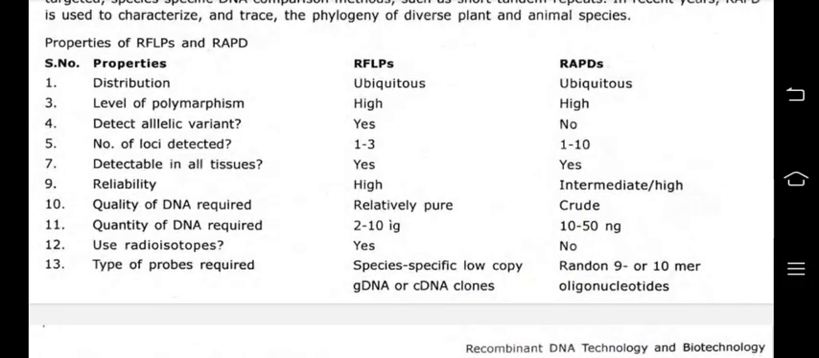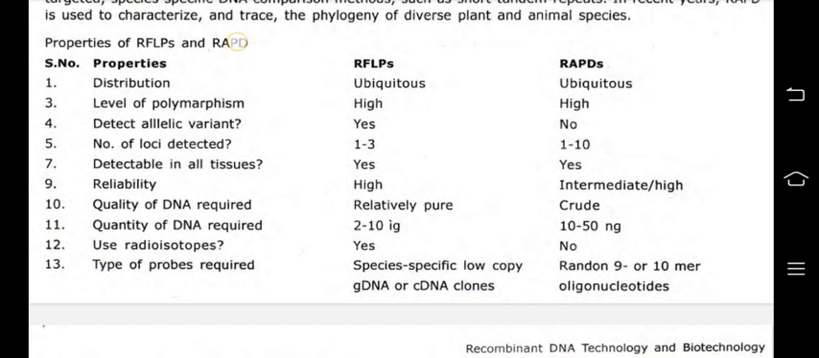Properties of RFLP and RAPD. Distribution: RFLP ubiquitous, RAPD ubiquitous. Level of polymorphism is high in RFLP, high in RAPD. Detect allelic variant: yes in RFLP, but in RAPD it's not possible. Number of loci detected: 1 to 3 in RFLP, 1 to 10 in RAPD. Detectable in all tissues: yes, the same in both. Reliability: high in RFLP, intermediate or high in RAPD. Quality of DNA required: relatively pure in RFLP, but crude in RAPD.